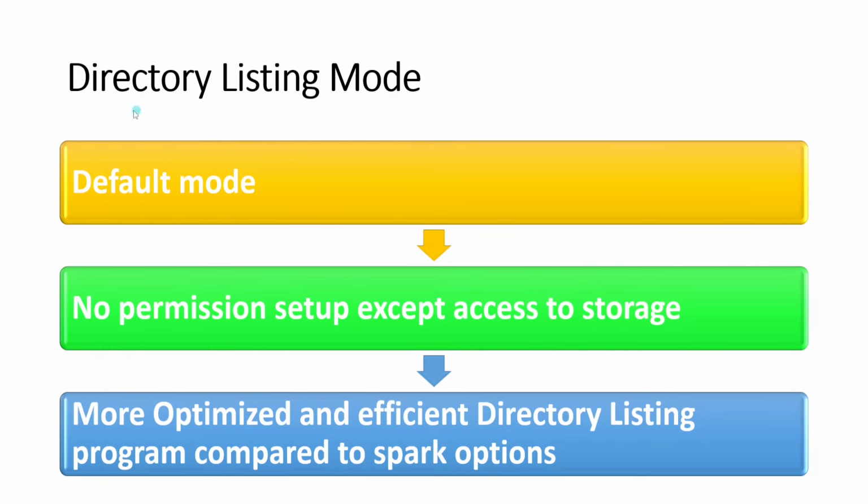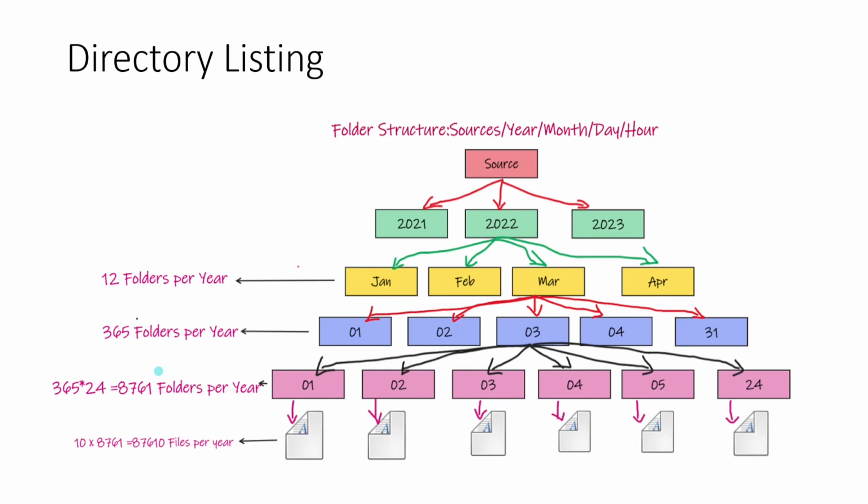And this directory listing is a more optimized and efficient directory listing program compared to the Spark option. Even Spark structured streaming compares the list of files under a directory and processes them. But this is completely different from Spark structured streaming. So I'm going to give an example, then you will understand the power of AutoLoader compared to Spark structured streaming.